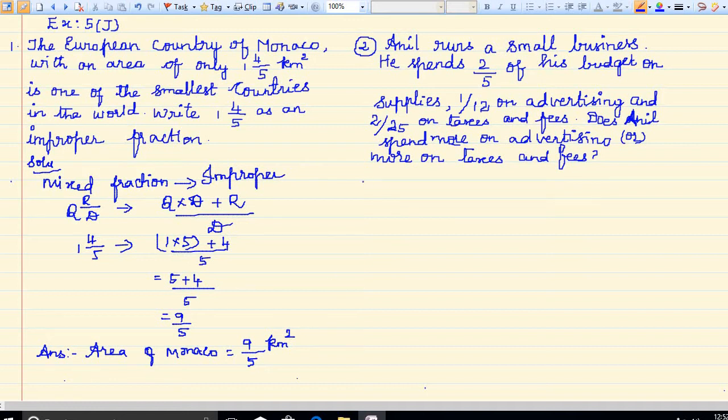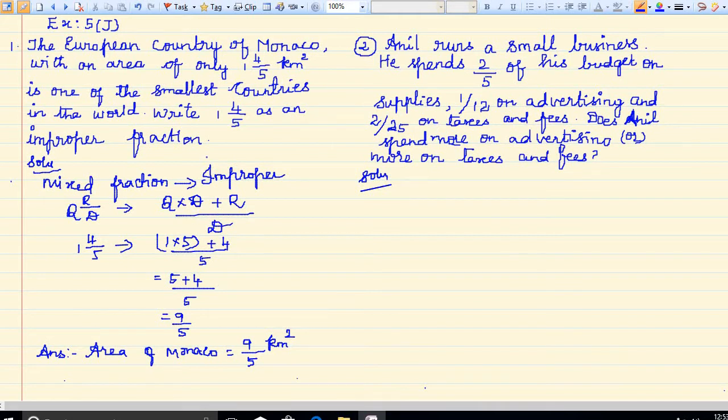And when I am coming to the second sum, see, Anil runs a small business. He spends 2 by 5 of his budget on supplies, 1 by 12 on advertising, and 2 by 25 on taxes and fees. Does Anil spend more on advertising or more on taxes? See, they are going to compare the two fractions and which one is more, that we are going to write as an answer here.